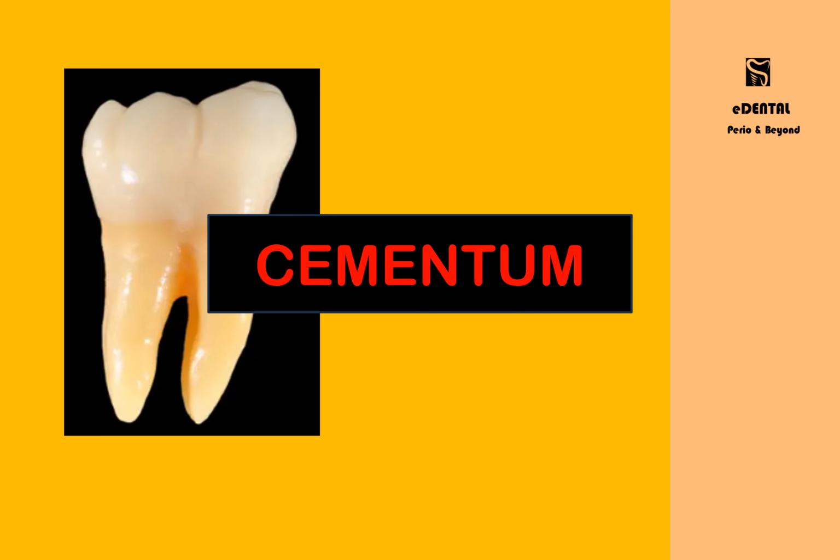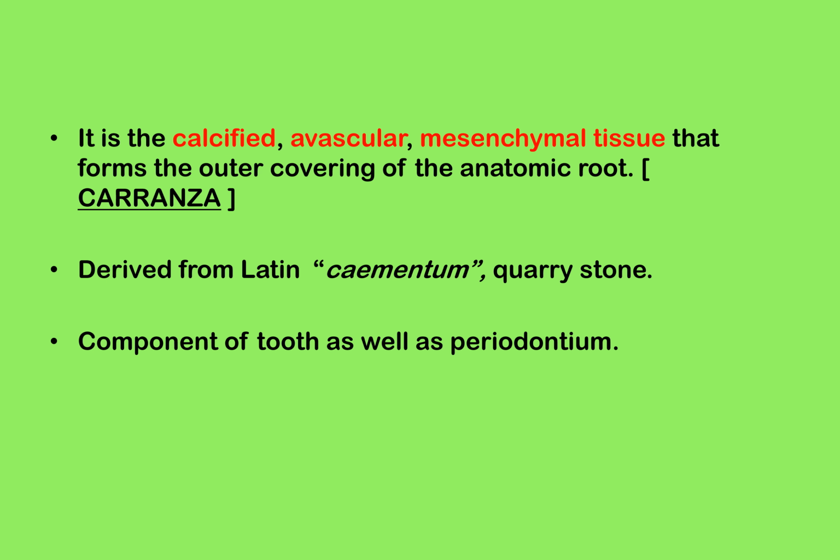Today in this video, we'll learn more about cementum and its various classification. So let's begin. Starting with the definition, according to Carranza, cementum is the calcified avascular mesenchymal tissue that forms the outer covering of the anatomic root. Calcified meaning that it is a mineralized tissue, avascular meaning that it does not have its own blood supply, and mesenchymal tissue meaning that it is derived from specialized stem cells.